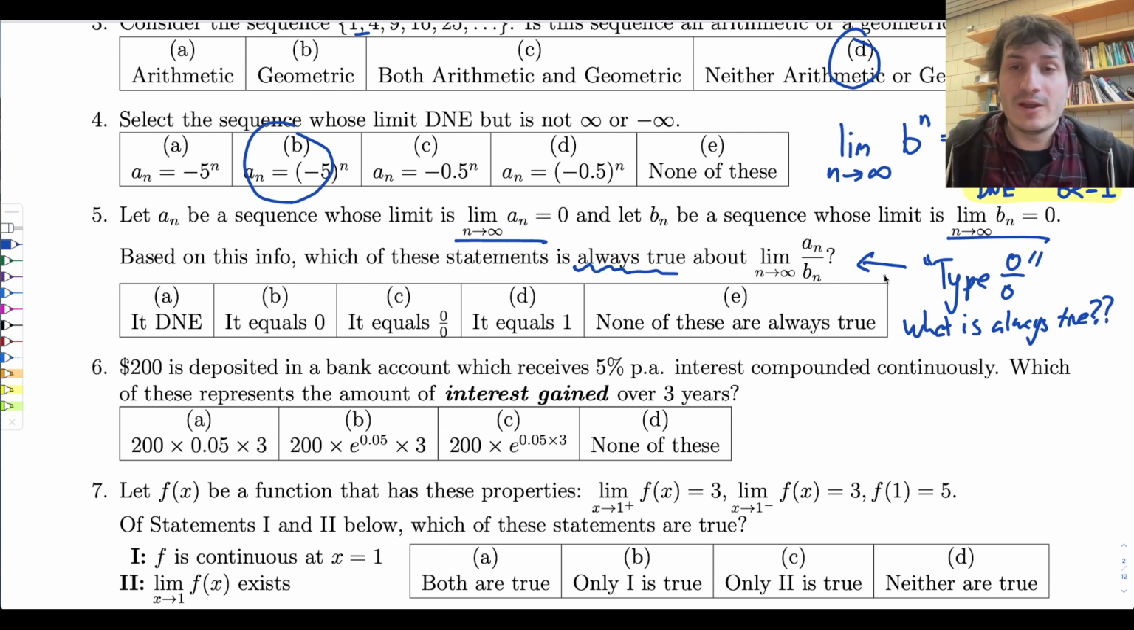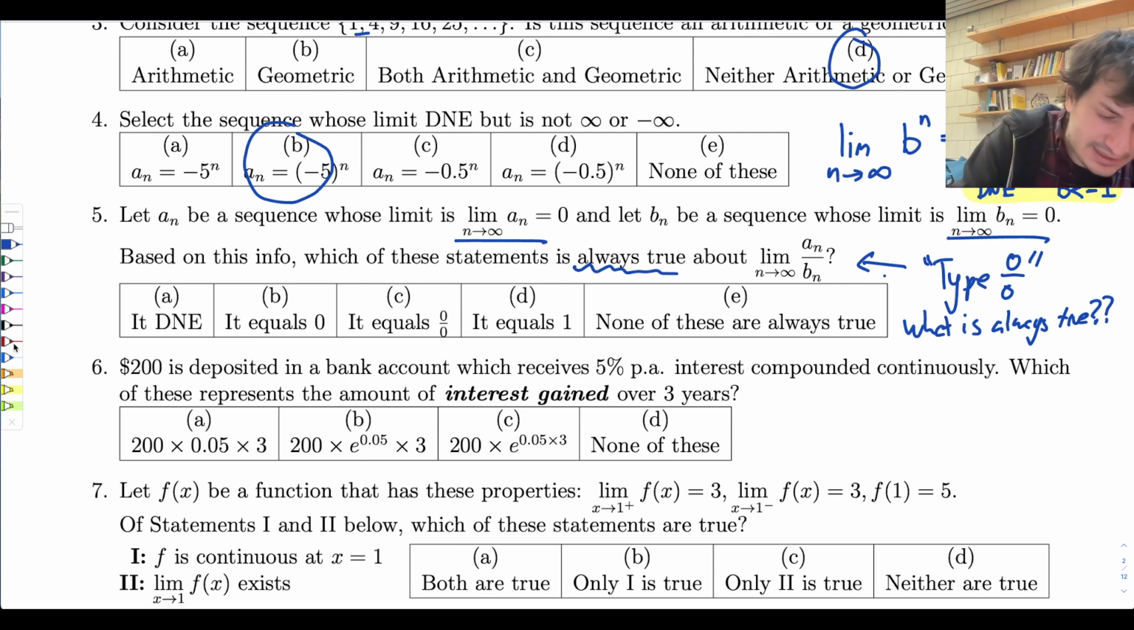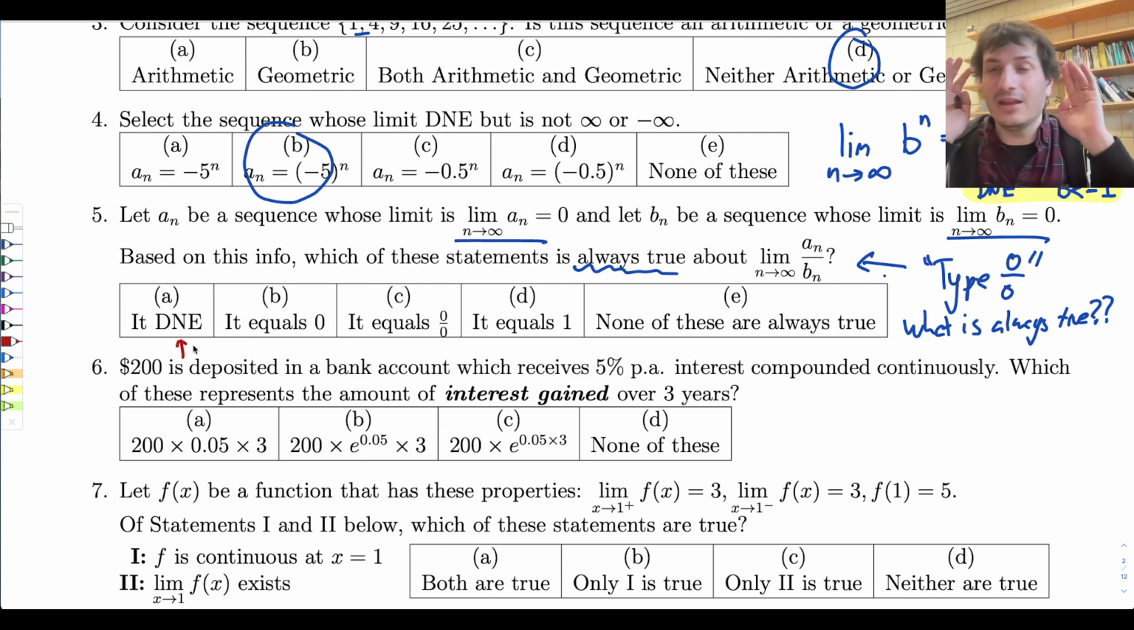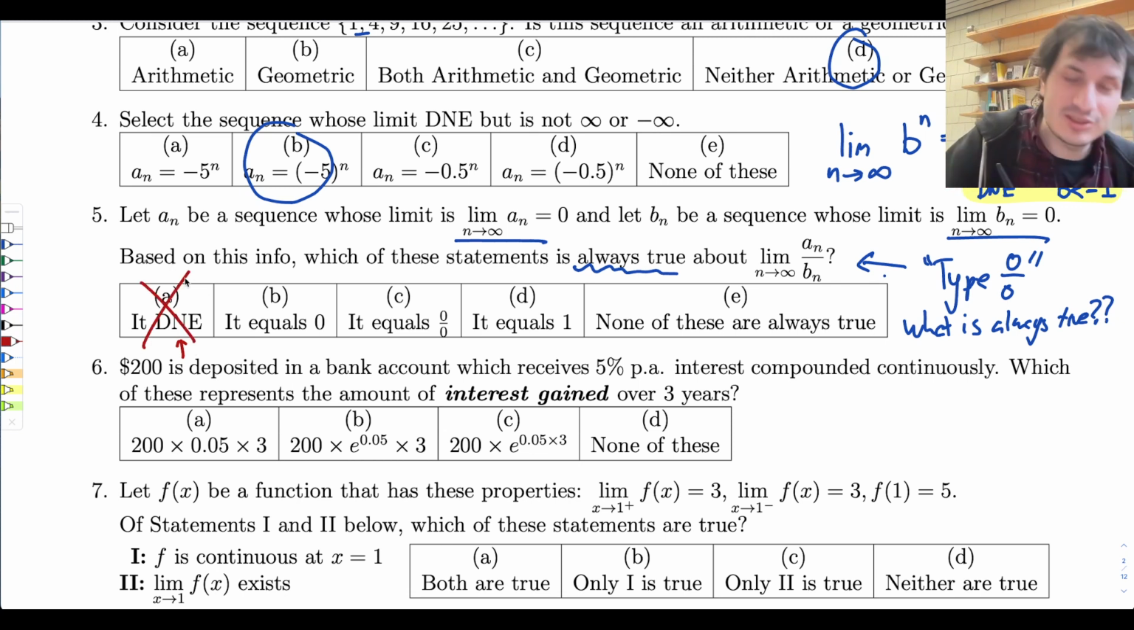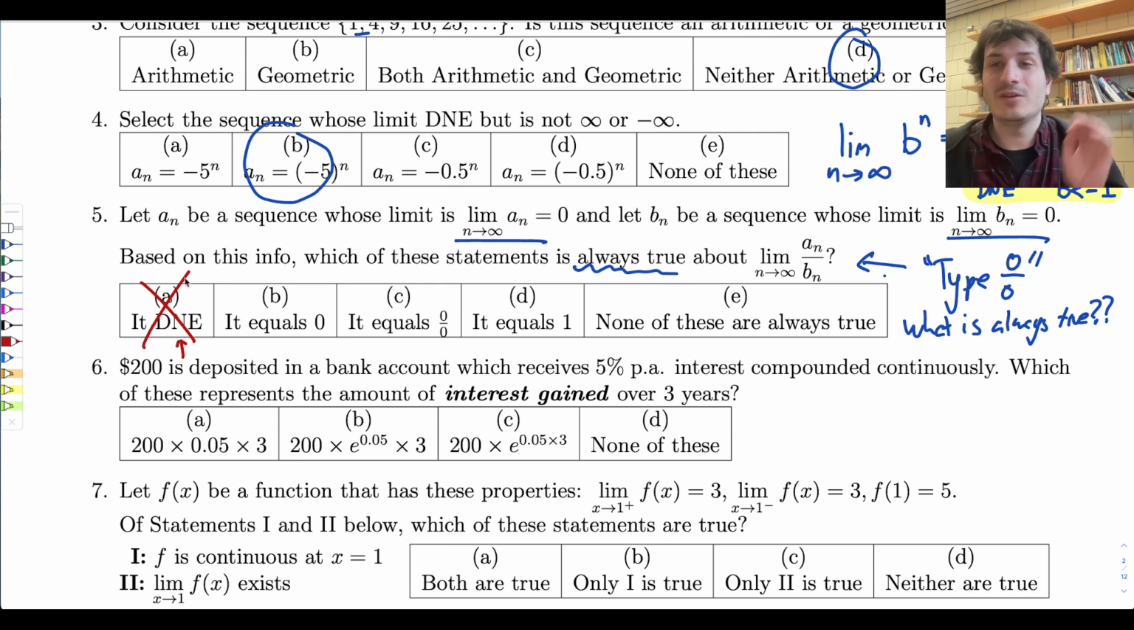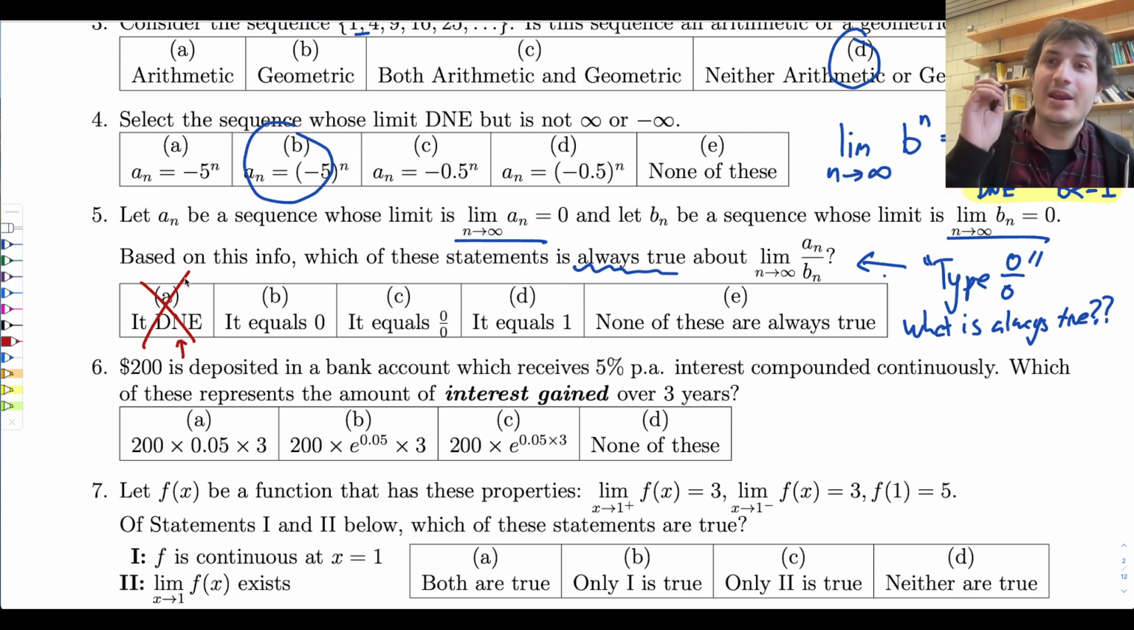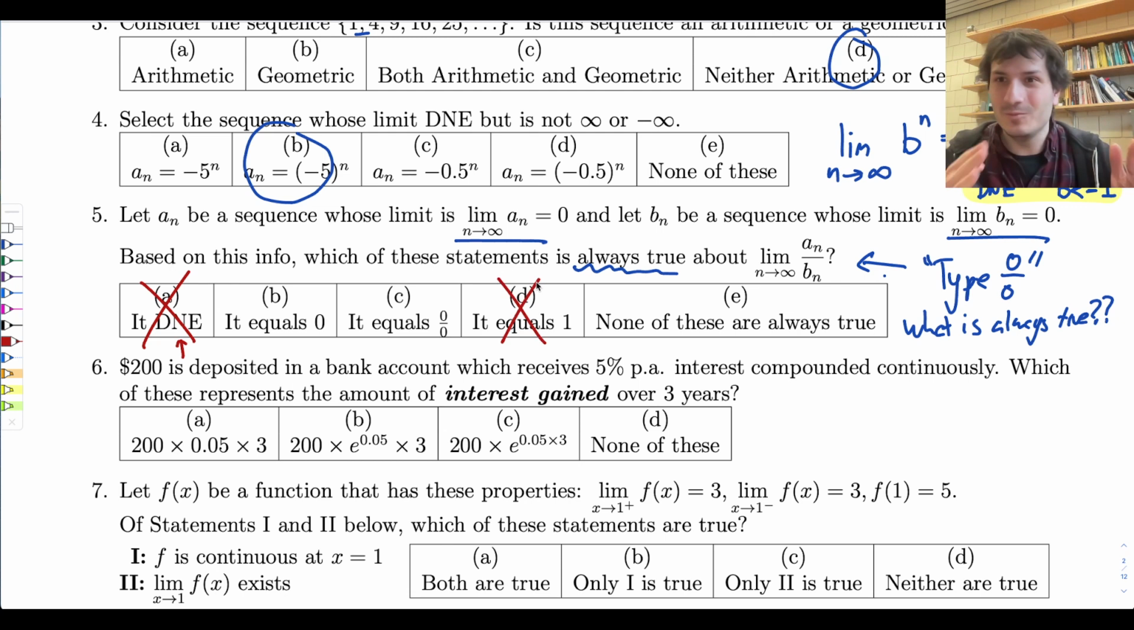So a lot of people chose it does not exist. They said if you have a type 0 over 0, it automatically does not exist. That is wrong. Sometimes when it's a type 0 over 0, the limit does exist. Sometimes it does not exist. So it does not exist is wrong. Another common choice was it equals 1. I think people thought 0 divided by 0, they cancel out, you get 1. It does not equal 1. 0 over 0 is not 1.